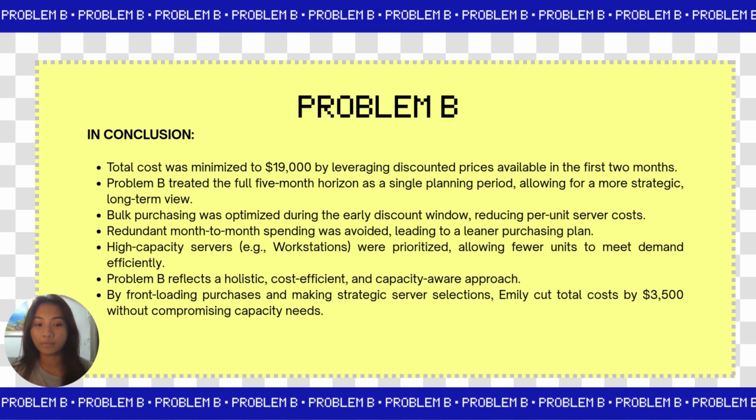Unlike problem A, which approached the decision month by month, problem B evaluated all 5 months as a single planning horizon, offering a broader, more strategic view of the demand and purchase timeline. This allowed Emily to optimize bulk purchasing during the discounted window, avoid unnecessary repeated purchases, and minimize redundancy across the months from 1 to 5.